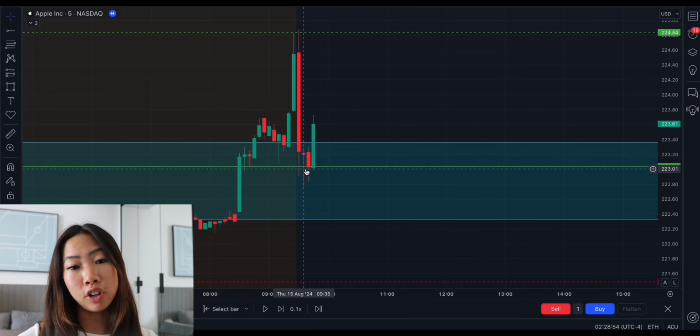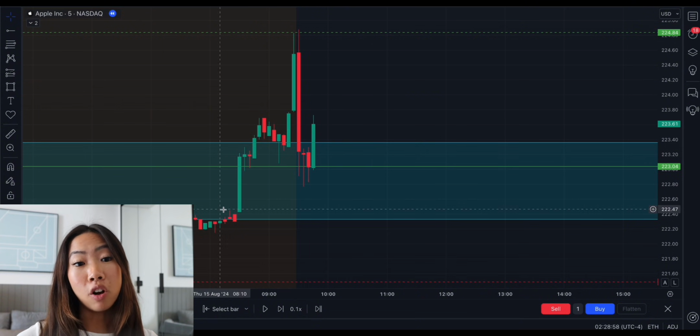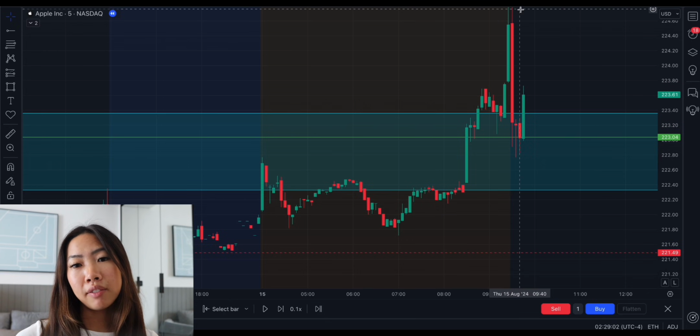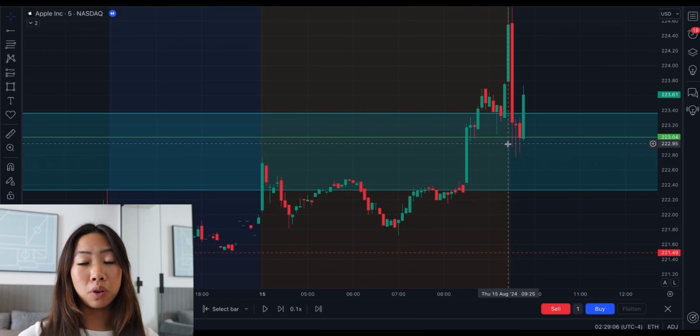We have a reaction of a lot of wicks. We have a bullish engulfing at support. And also, this is also a break and retest. So a break above a strong level and a retest. So those were all the confluences I saw. Now I'm looking for the entry.